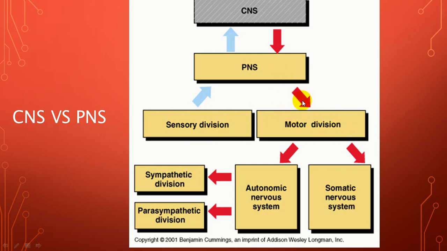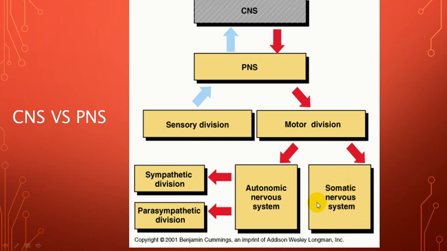So the PNS has the motor division. That's going to be movement and stuff, okay? So muscle movement and things. One of these divisions, it's broken down further to the somatic nervous system and the autonomic. Let's talk about somatic first. Somatic would be body. Somatic, soma means body.